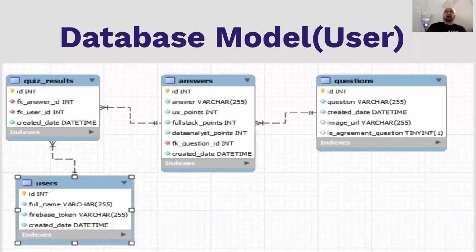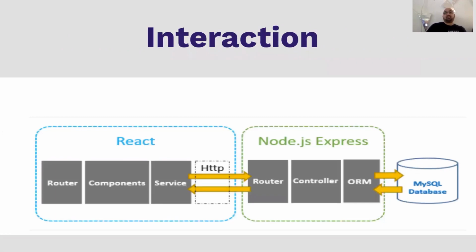Today I want to talk about the data model of this project. It's basically targeting the users. Here you can see the user table, answer table, question table, and then the results table. This was our main focus as a user. Here I want to talk about the interactions. React is the front end and Node.js the backend, and with MySQL we get a request and then a response from the database, and then the user gets it on the front end.